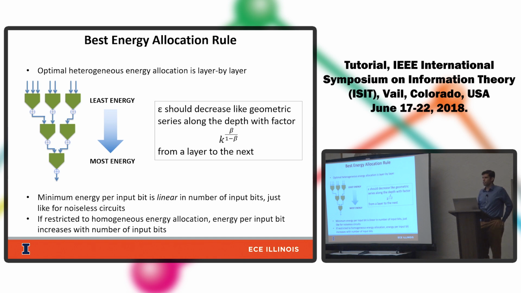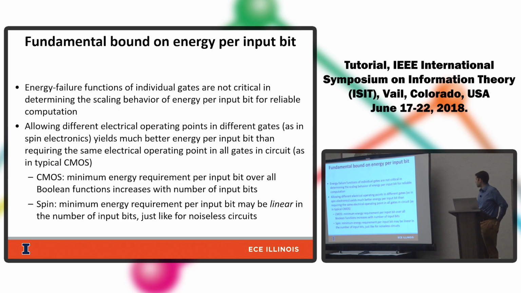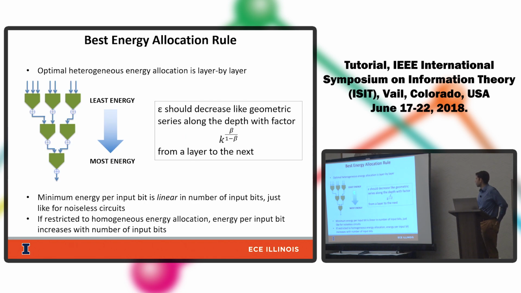So if I'm building a circuit, I want to allocate energy in a way that it decreases exponentially or geometrically as I go down. Okay, so that's very pithy, something that someone can actually use to build a circuit. And further, the optimization algorithm that comes up with the bounds is actually something one can implement, and it gives you a very specific energy allocation policy.